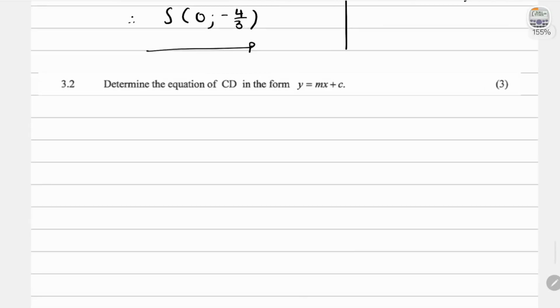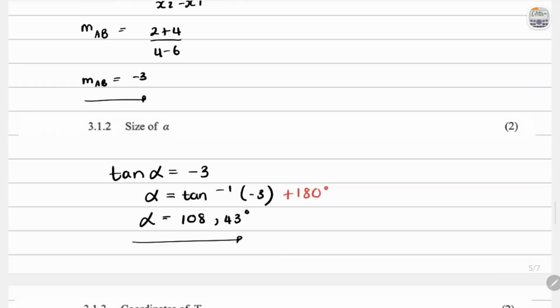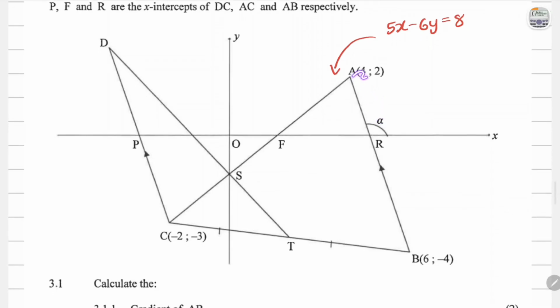Next question, 3.2 says, determine the equation of CD in the form of y is equal to mx plus c. Where is CD? So CD is over here, right? What do we know about CD? Well, we know that CD is parallel to AB. So these two are parallel. And so we can actually find its equation, because parallel lines have the same gradient, okay, because they're slanted in the exact same way. They have the same slope. So the gradient of AB is the gradient of CD.